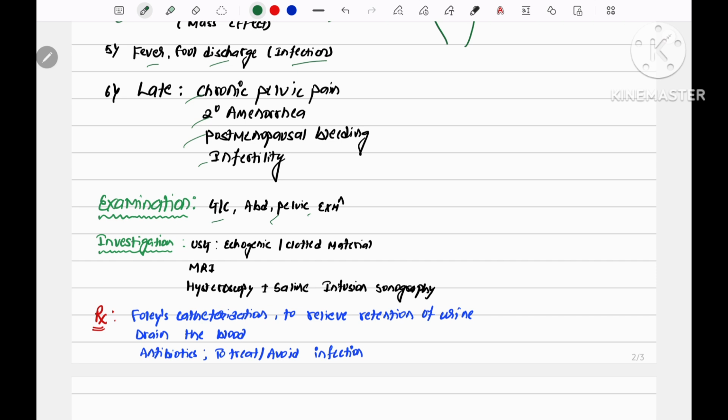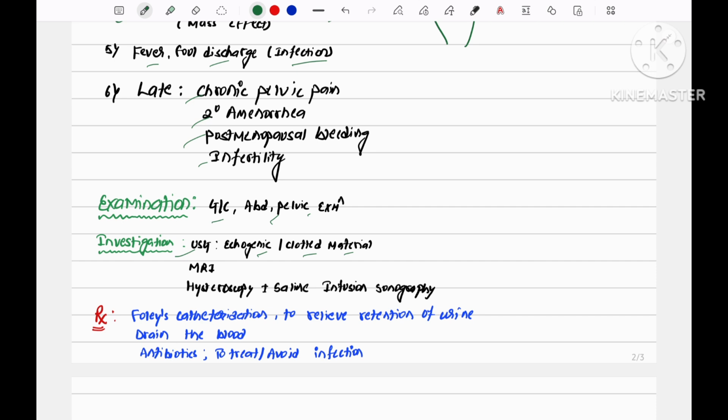Now for investigation, simply we can ask the patient to do an ultrasonography of the abdomen or pelvis. If there is echogenic or clotted material within the uterus, then it shows that there is a collection of blood, and we have to differentiate whether this is blood or any other secretion like pus. If there is pus formation, then the hematometra converts to pyometra: not blood, there is pus, so it is pyometra.